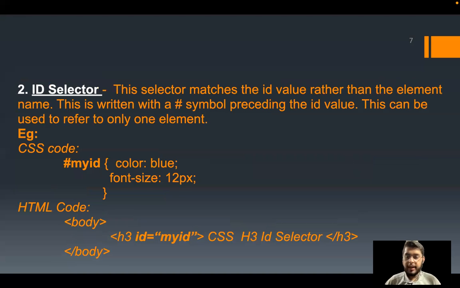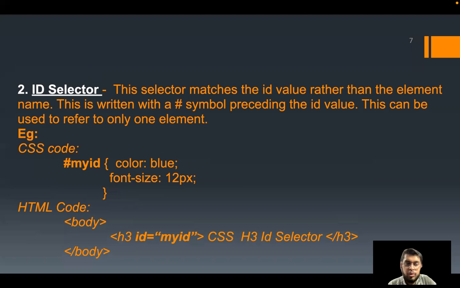Okay, next up we have the ID selector. This selector matches the ID value rather than the element name. We give a specific ID to the tag and it matches through that ID and performs all the actions according to it. To write it, we use the hashtag symbol before the ID value. So we can refer to it as the ID value.